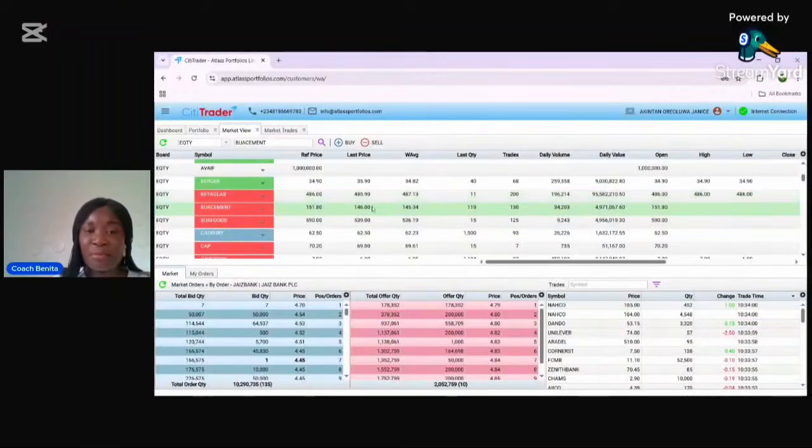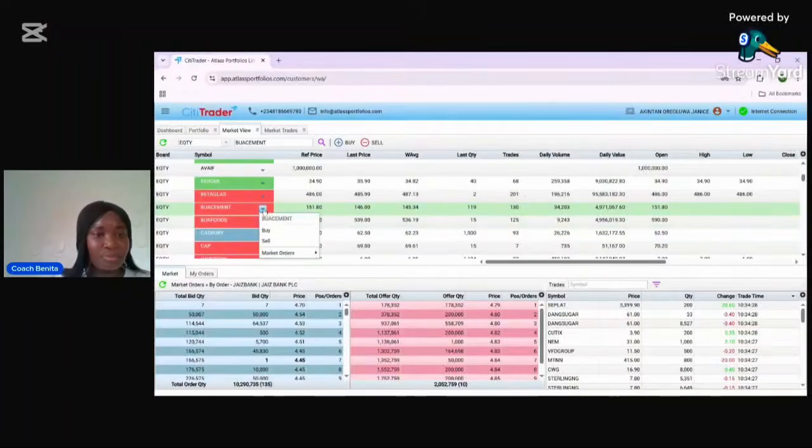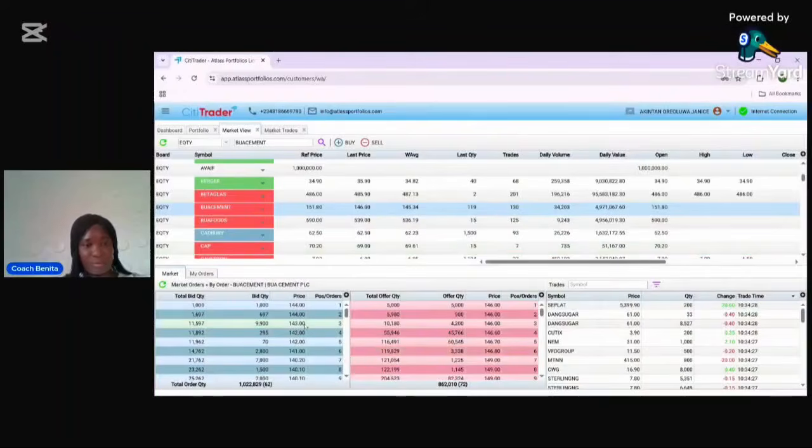But how much are people buying in the market? Yes, I think this is going to give me what I want. People are buying at 146 naira. The weighted average is 145 naira. The last quantity sold, I've explained this earlier. Now, let's see what is going on in the market with Boa Cement. Can you see that people are buying Boa Cement lower than the current price? Why is this so? Let's take a look.